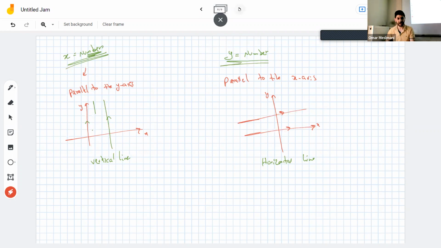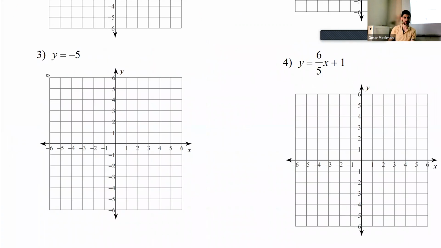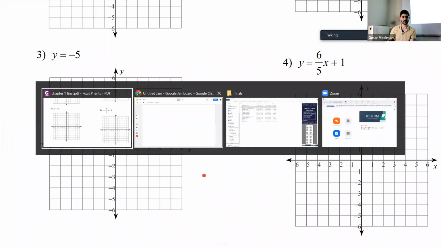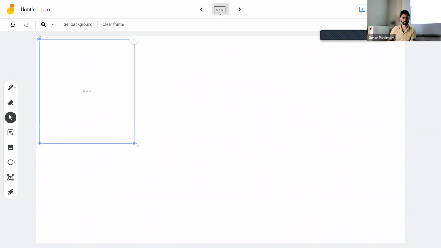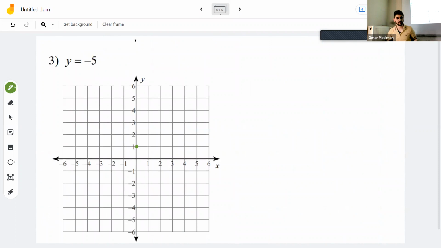Okay? And now I guess it's so easy to solve the question here. y equals -5. How can you graph it? I can graph it like this. Where is -5? That's -5. And it's y equals, so it's going to be a horizontal line. Yes or not? Yes, it's correct. So I have y equals -5.